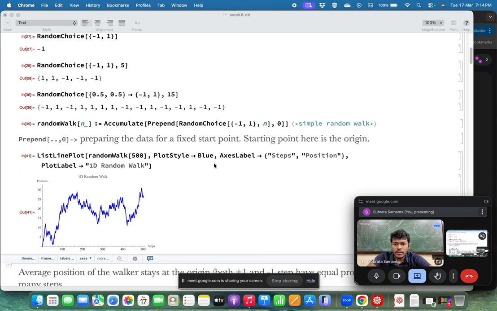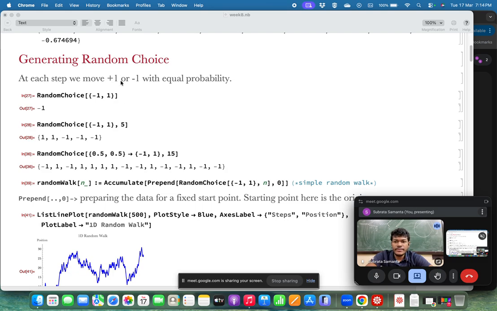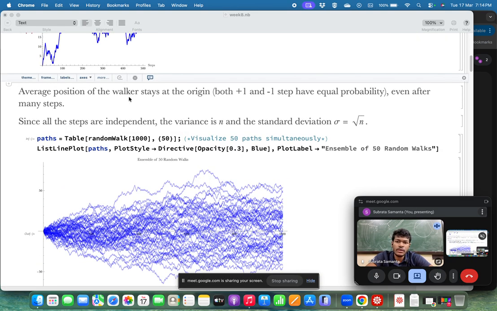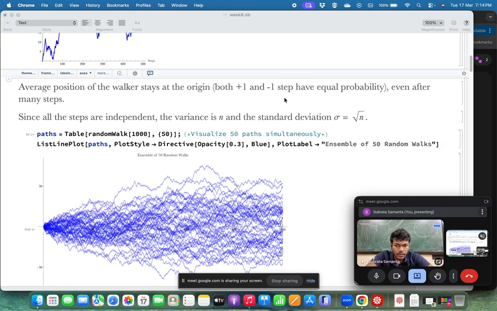Since we have two options, +1 or -1, the average position of the walker should be at the origin, because both +1 and -1 steps have equal probability. So if we calculate after many steps, the average should be at the origin. And since all the steps are independent, the variance is n and the standard deviation is square root n. We will check this.